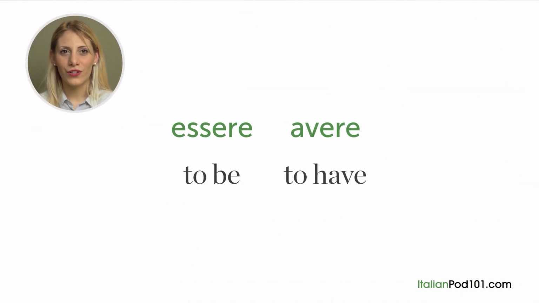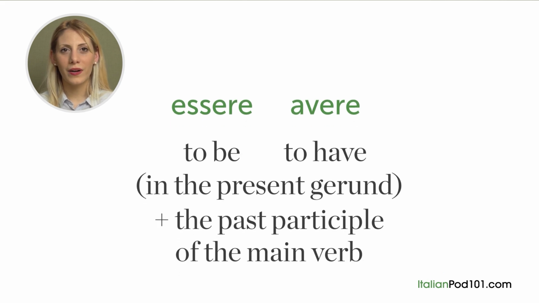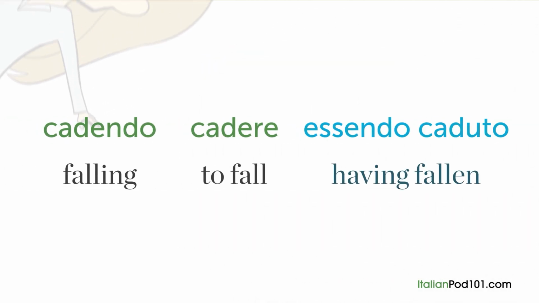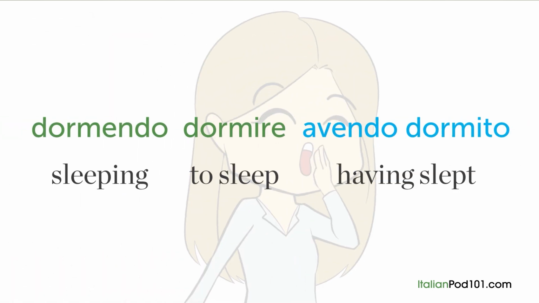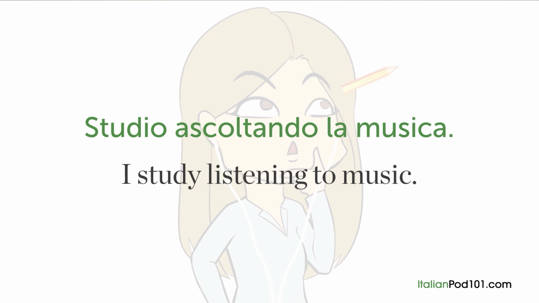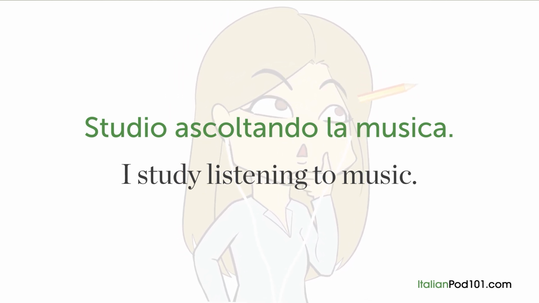To form the past gerund, use the right auxiliary, essere, to be, or avere, to have, in the present gerund, plus the past participle of the main verb. Here is the past gerund of the same verbs. Avendo parlato, having talked. Essendo caduto, having fallen. Avendo dormito, having slept.